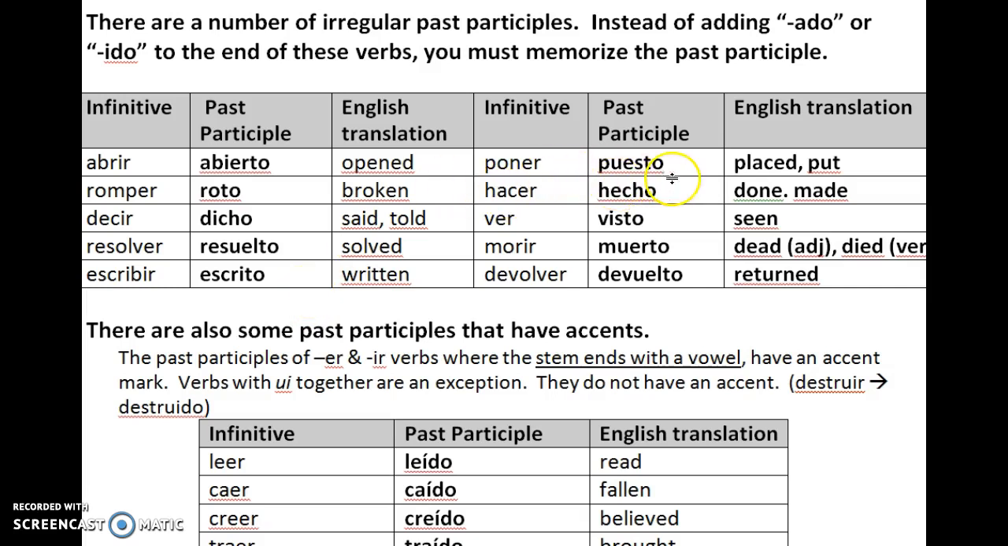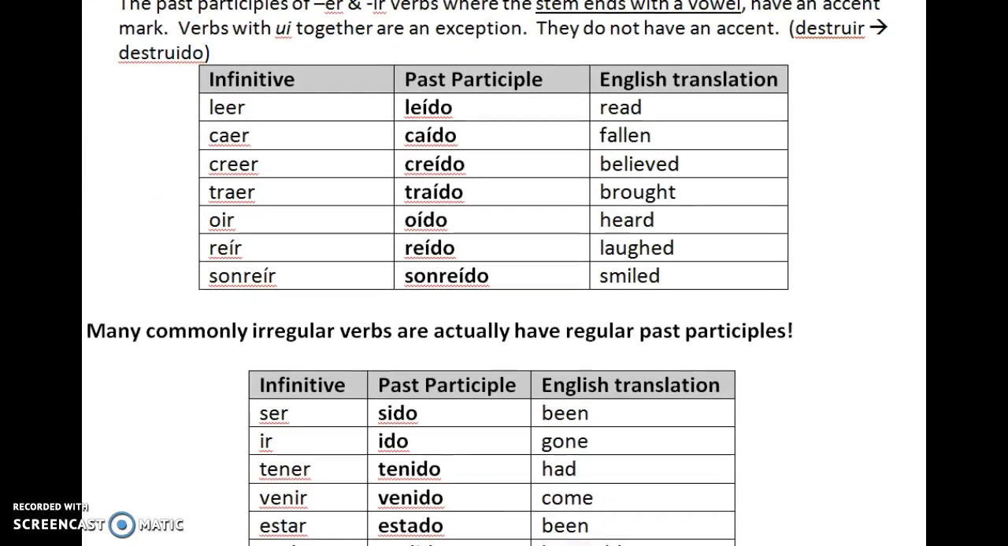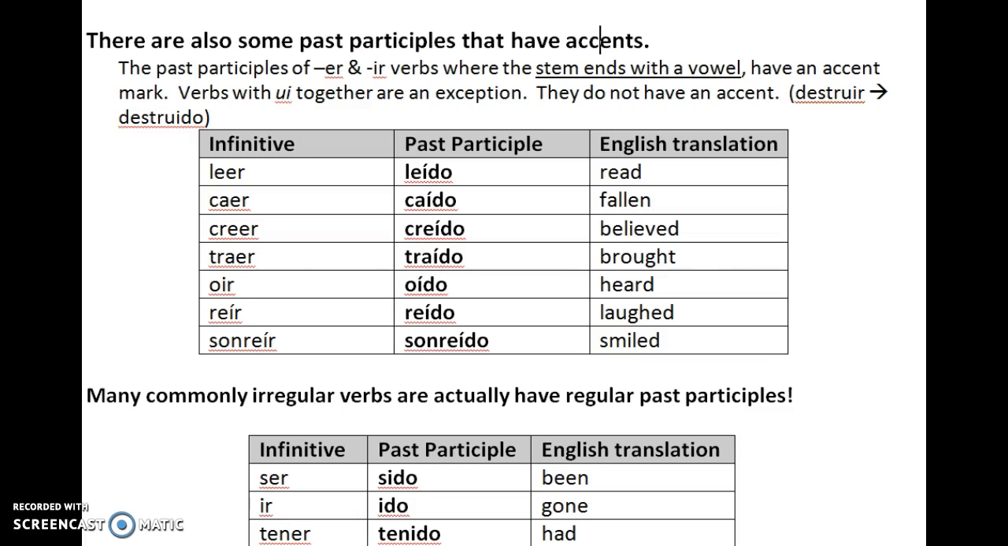And we also have poner, which becomes puesto, hacer hecho, ver is visto, morir is muerto, and devolver is devuelto. So you're going to definitely have to do some work on going back to those, whether it's on Quizlet or making your own flashcards, and memorizing these special irregular past participles. There's also a few past participles that have accent marks on them. That's because we want to preserve the sound of the vowels, and in these stems, the stem actually ends in a vowel. It gets a little messed up when we have too many vowels in a row.